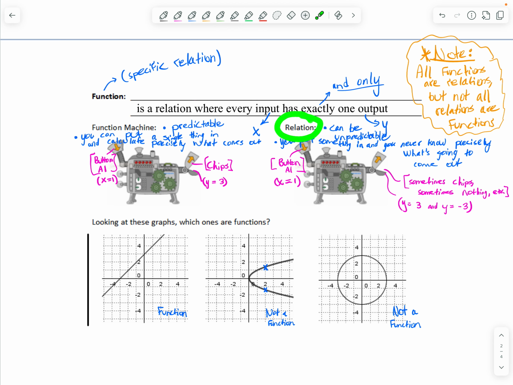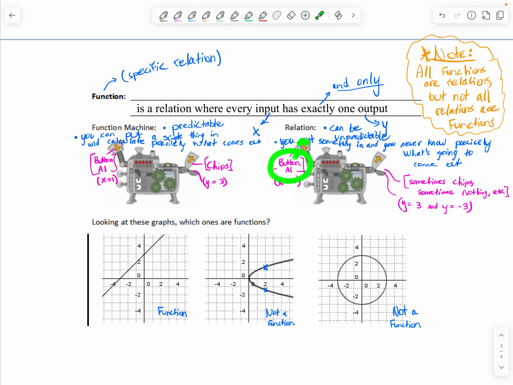Now, a relation is more broad. However, with that sense of broadness comes unpredictability. You put something in and you never know precisely what you're going to get out, right? Because there's more than one thing that can come out. If I press the button here, maybe this vending machine's broken, or maybe there's a promotion or sale.